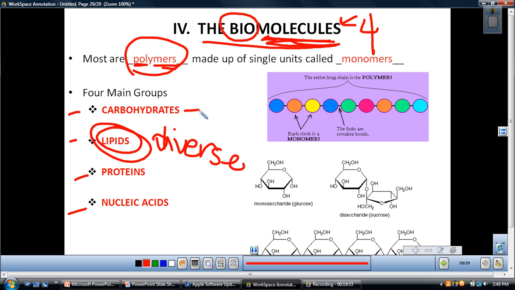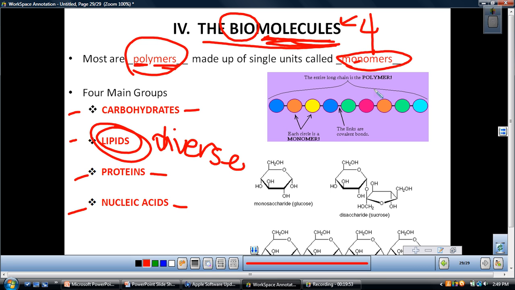Carbs can definitely be many units long. Proteins, nucleic acids, many units long. Lipids may not be, like they're not all long, but we're going to have long fatty acid tails when we start talking about our saturated and unsaturated fats. So those big polymers, if they have them, have a monomer, which is the one unit that makes up the polymer. Mono means one, mer means unit.